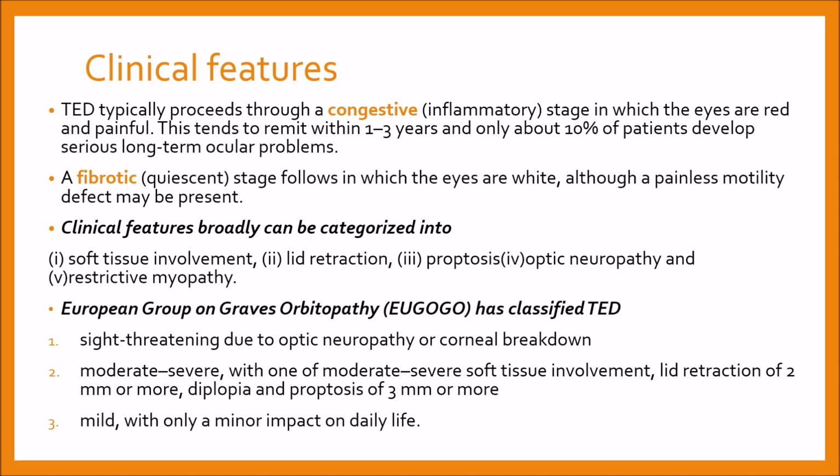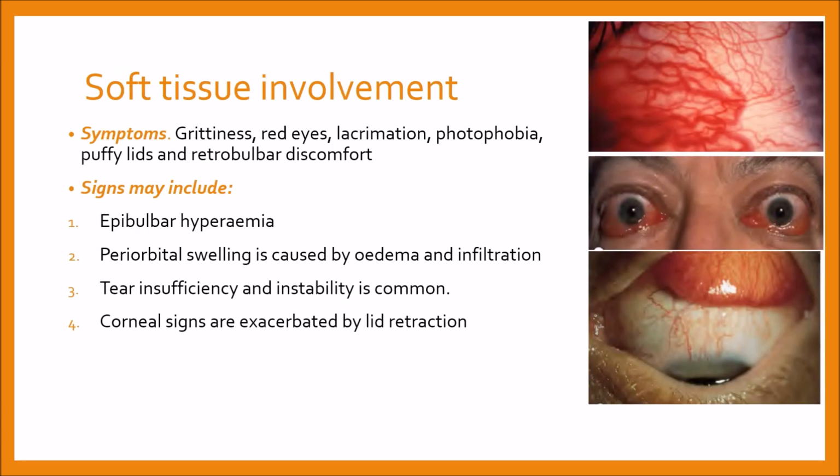So we'll start with the first clinical picture, which is soft tissue involvement. Symptoms are grittiness, red eyes, lacrimation, photophobia, puffy lids, and retrobulbar discomfort. Signs include first epibulbar hyperemia. This is a sensitive sign of inflammatory activity. Intense focal hyperemia may outline the insertions of horizontal recti, and it can be very clearly seen in the figure. You can see the hyperemia along the line of either medial or lateral rectus here.